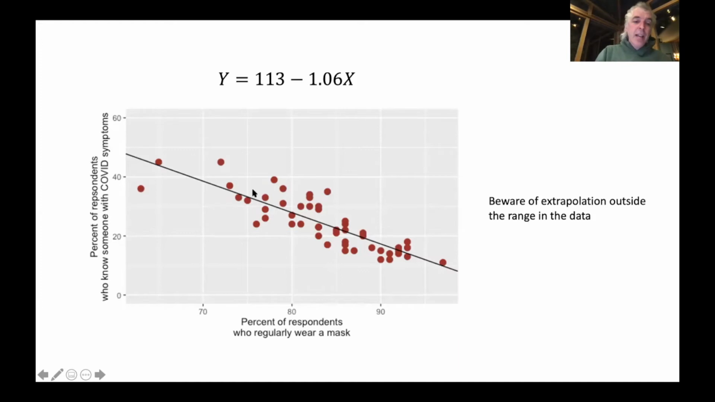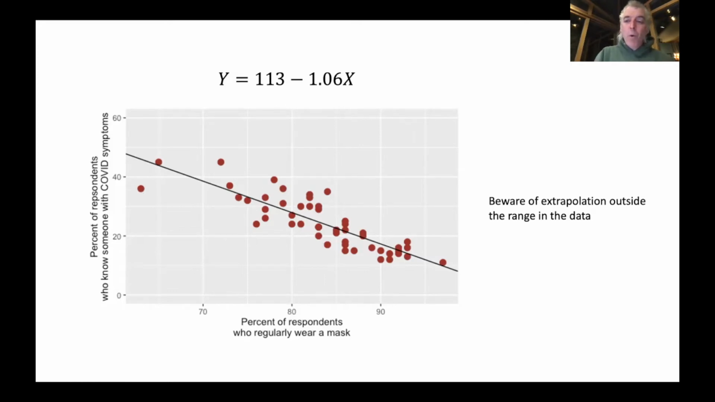So we can use this intercept and slope to plot our line of best fit. And this calculated intercept and slope then represents our line of best fit, which simply means that it is the line that minimizes the residuals, meaning the deviations between each of these points and the line. And so in this case, we have an intercept of 113 and a slope of negative 1.06.